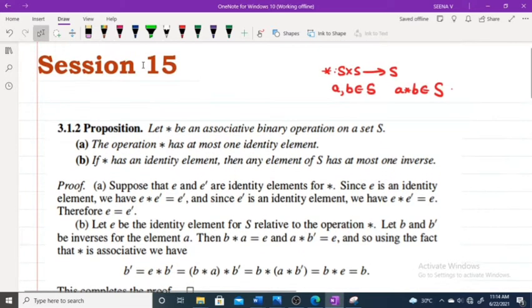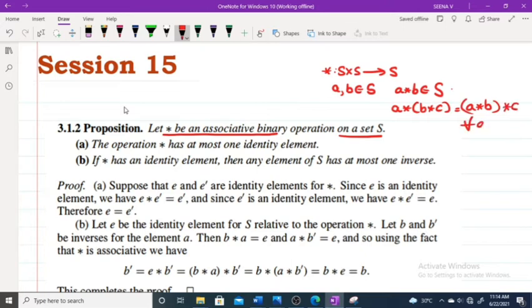Today we are going to discuss one proposition, and the proposition is, listen carefully: let star be an associative binary operation on a set S. What do you mean by an associative binary operation? (a star b) star c equals a star (b star c). This is true for every a, b, c belonging to S. Then we call star an associative binary operation on a set S.